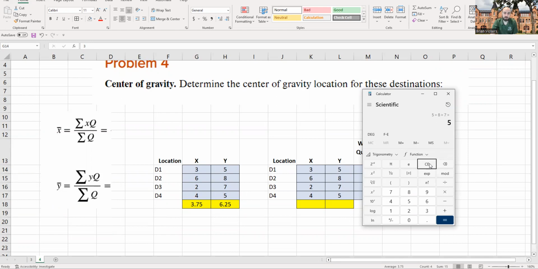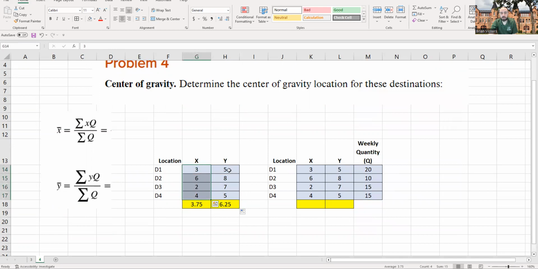5 plus 8 plus 7 plus 5 is 25. Divided by 4. Again, there's 4 inputs. 6.25. So very easy to average out. This is a simple average. This is not any kind of weighted average of any kind. And that's your answer if there were no quantities involved.